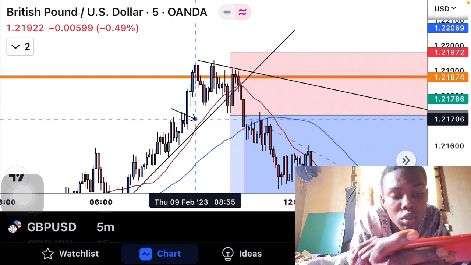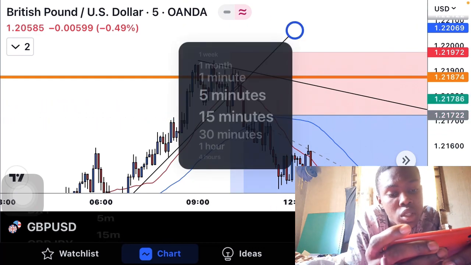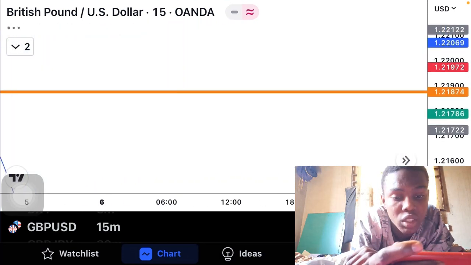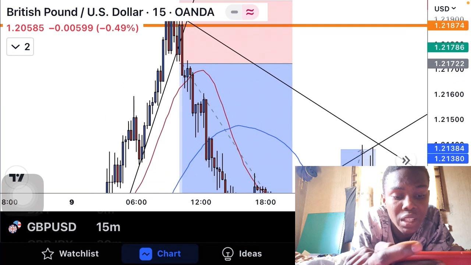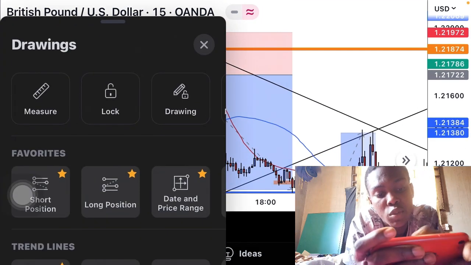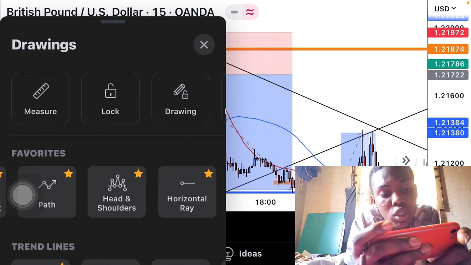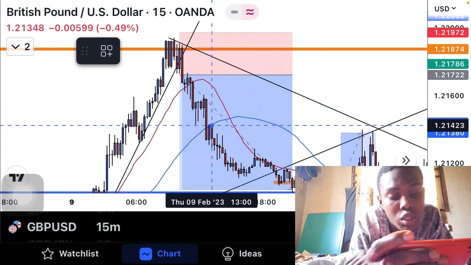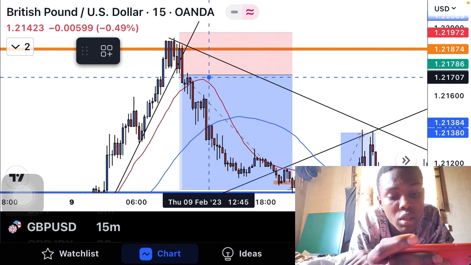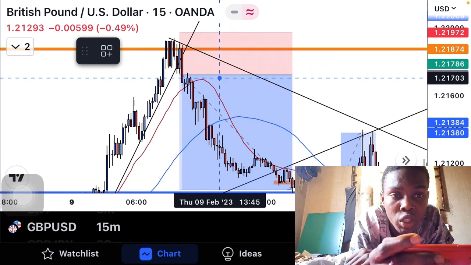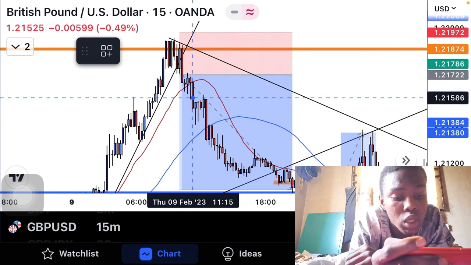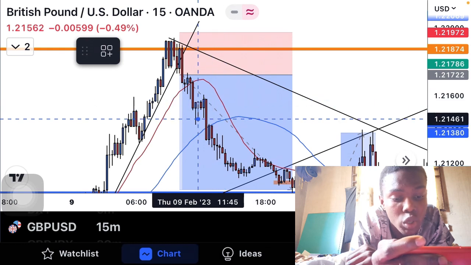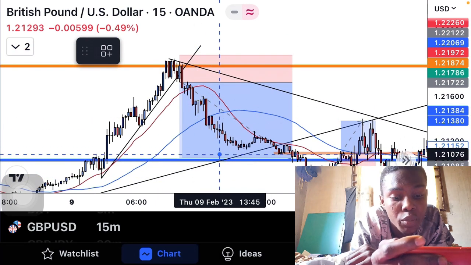At the break I went in for a short, and immediately I went in for the short, price went into profit. It was just a sniper entry, price went into profit, and I closed this position early. Why? Because at this point I saw these projections from this place, so I was afraid it was going to just pull back, because we are somehow in a bullish trend in the smaller time frame. So I had to exit immediately, and unfortunately price just went down straight to my TP.